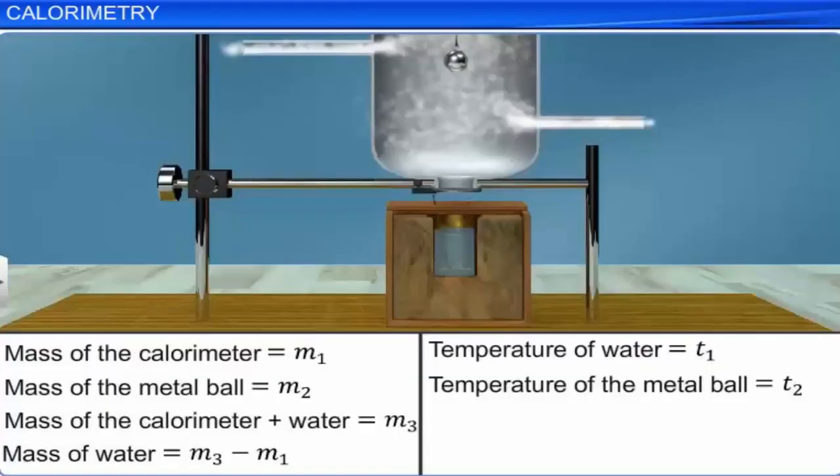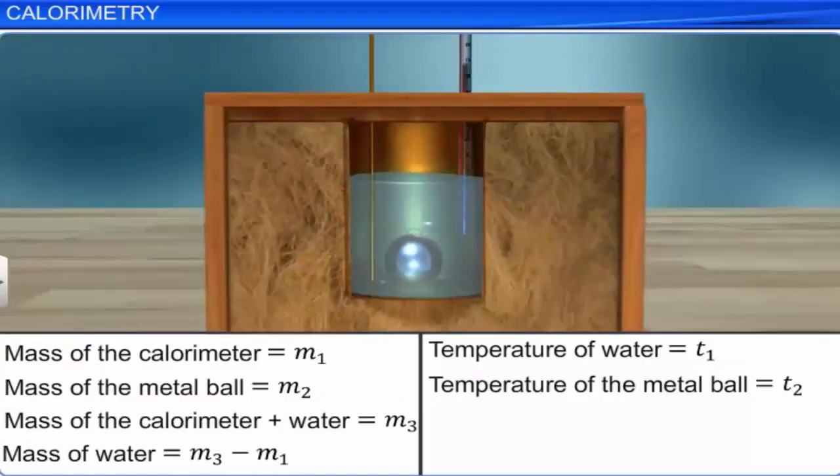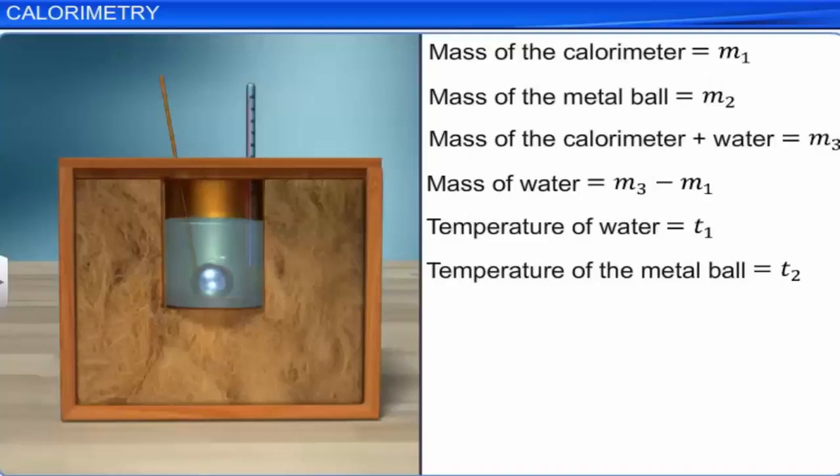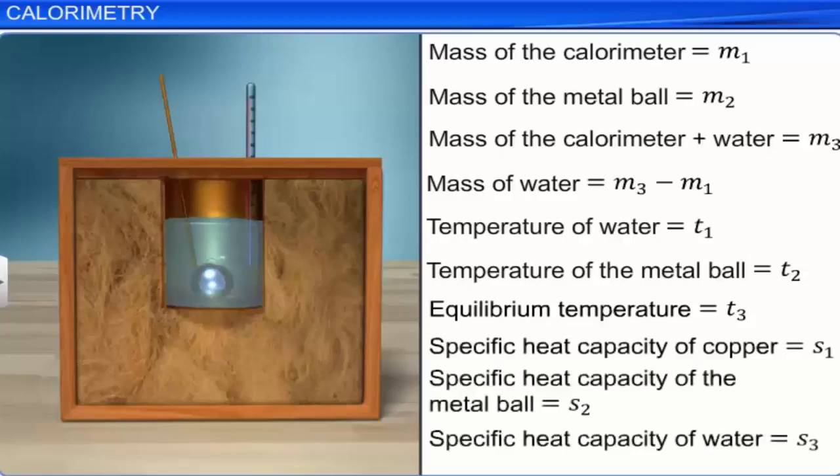Now bring the calorimeter below the sliding base of the steam chamber and slide open the base of the chamber. Drop the metal ball into the water in the calorimeter and stir the mixture for some time. Then note the equilibrium temperature T3. Let the specific heat capacities of the copper calorimeter, the metal ball and water be S1, S2 and S3 respectively.